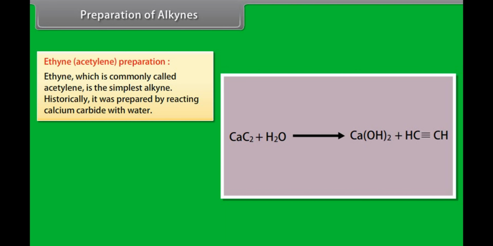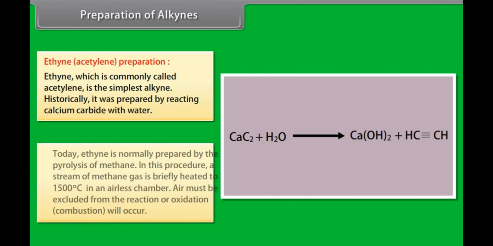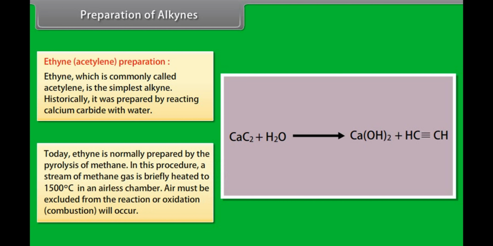Ethyne, which is commonly called acetylene, is the simplest alkyne. Historically, it was prepared by reacting calcium carbide with water. Today, ethyne is normally prepared by the pyrolysis of methane. In this procedure, a stream of methane gas is briefly heated to 1500 degrees centigrade in an airless chamber. Air must be excluded from the reaction or oxidation combustion will occur.